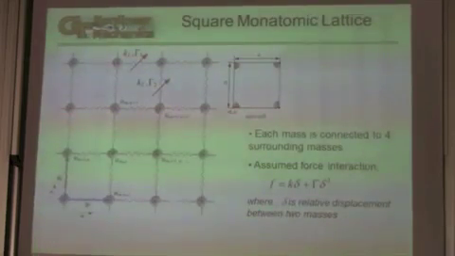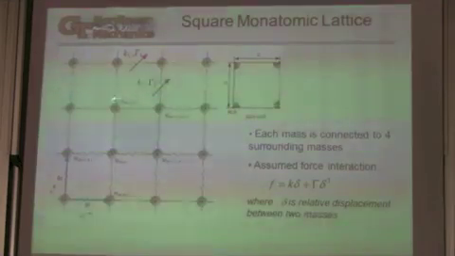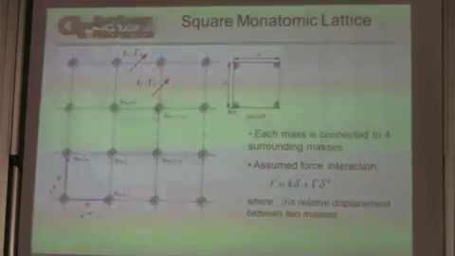All right, now it gets a little more interesting when we look at two-dimensional systems. This is the simplest two-dimensional system you can imagine. It's, again, monatomic, meaning there's only going to be one mass in the unit cell. Again, we're looking at stiffness that's cubic and linear.